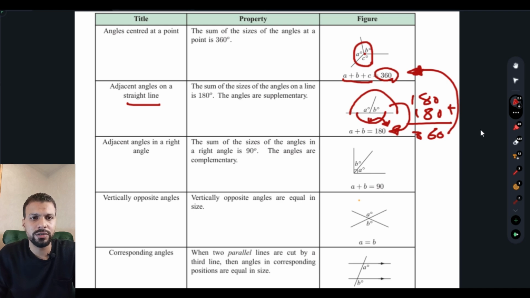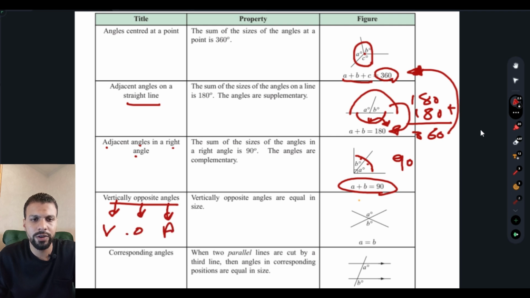Let's continue. Adjacent angles in a right angle. We remember the right angle is equal to 90. So I have two angles, and the sum of them is equal to 90. Vertically opposite angles, we remember vertically V, opposite O, angle A, gives me VOA, the vertically opposite angles. Then A equals B, so this angle is equal to this angle.